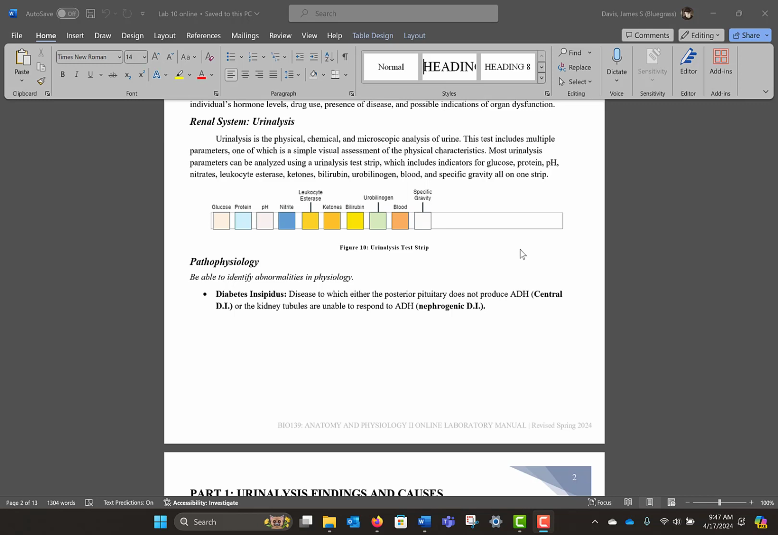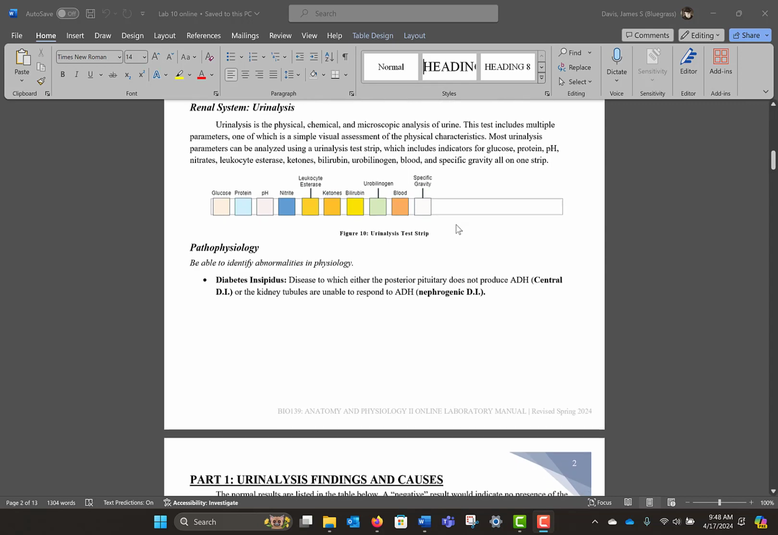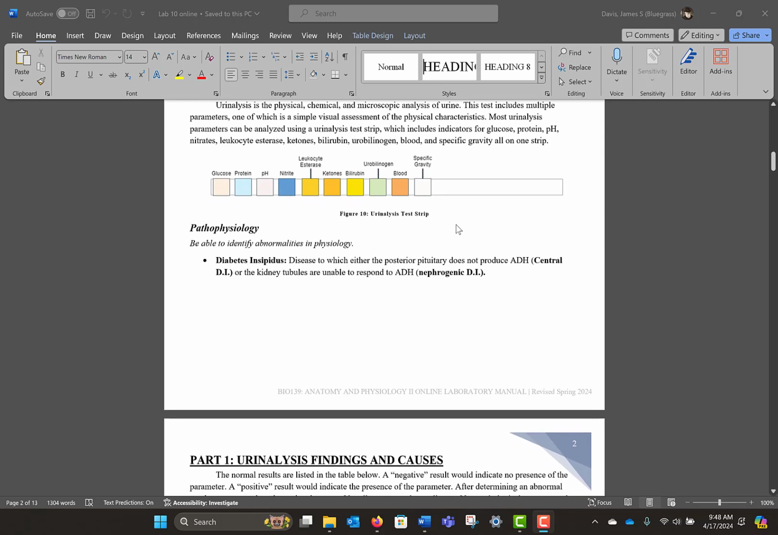Also, you can get these at many pharmacies. What happens is you will place some urine on each of these little squares, and there's a tube that comes with this, and you can hold these squares next to a little readout on that tube, and based on the color that these squares turn, it tells you the glucose level of your urine, the protein level, the pH, nitrate, leukocytes, esterase, ketones, bilirubin, urobilinogen, blood, and specific gravity of the urine. So it tells you quite a bit about your urine on this one test strip, and you will do this in your lab activity, your virtual lab activity.